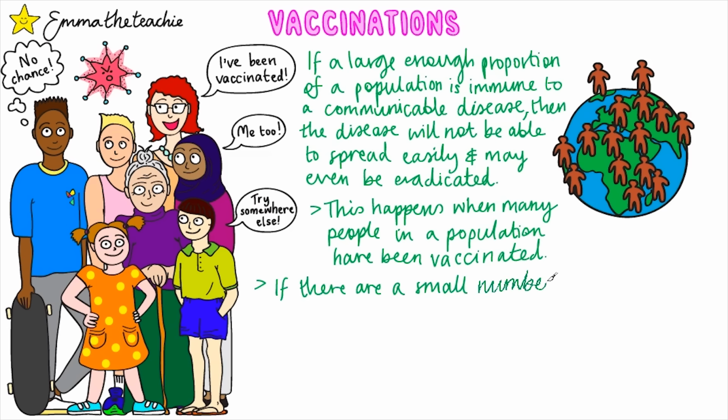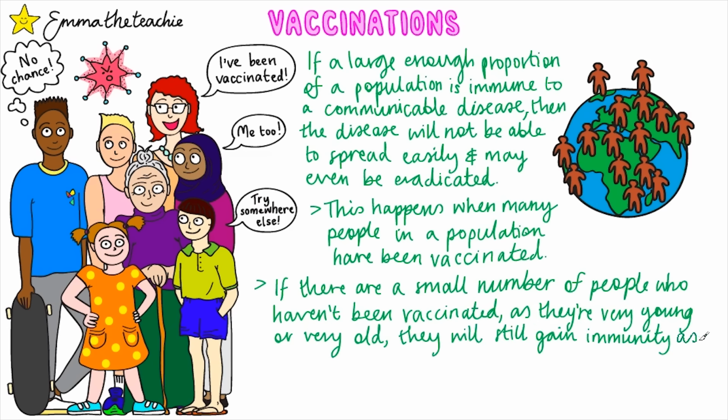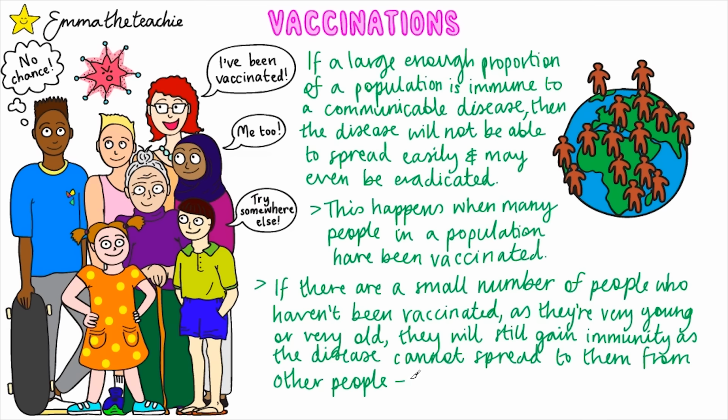But if there are a very small number of people who haven't been vaccinated, for example, if they're very young or very old or have an illness, then they'll still gain immunity, as the disease cannot spread to them from the other people. This is known as herd immunity. That's an important phrase to remember, so let's highlight it.